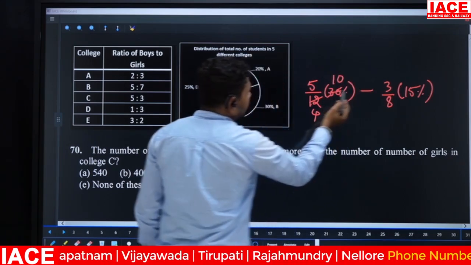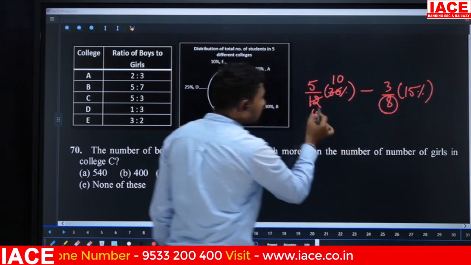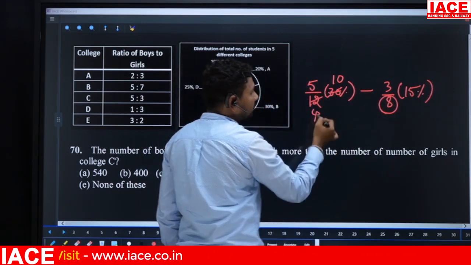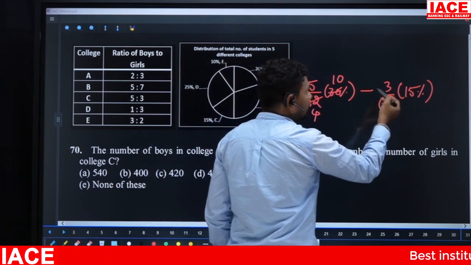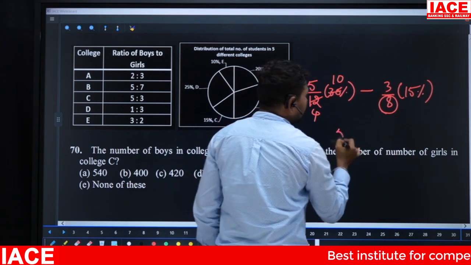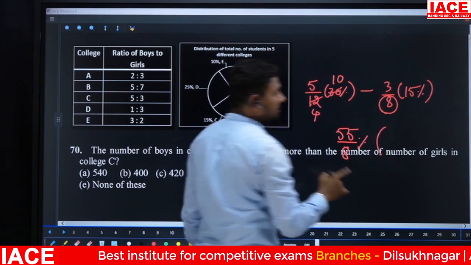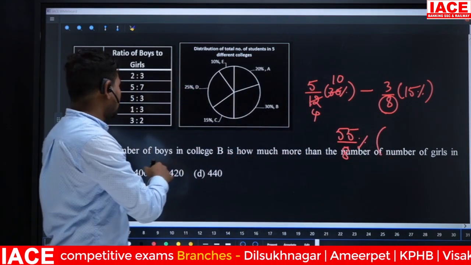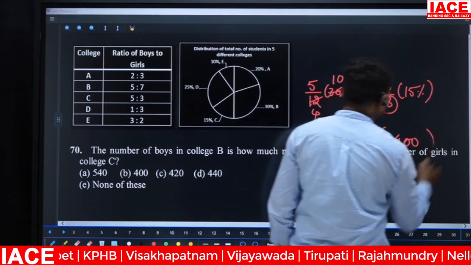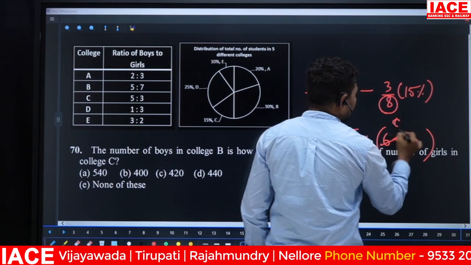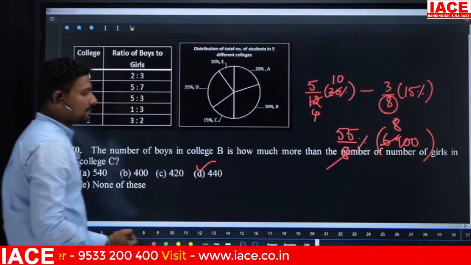Here 3 fours are, and 3 tens are, and 5 tens are 50 percentage, 50 by 4, but here the denominator is 8. Here also we should make 8, so 50 by 4 we can write as 100 by 8. 100 by 8, 15 threes are 45. Removing 45 from 100, we get 55 by 8. This 55 by 8 percentage is the difference between the two colleges, boys and girls, and 55 by 8 percent of 6,400, 8 times 8 is 64, 55 times 8 is 440. Our option is D.